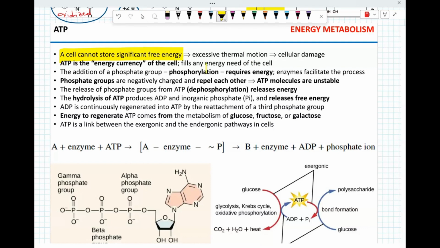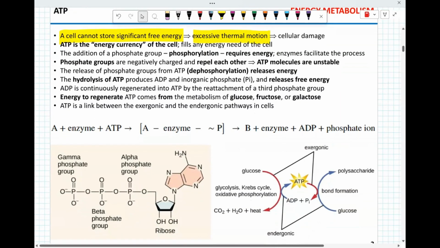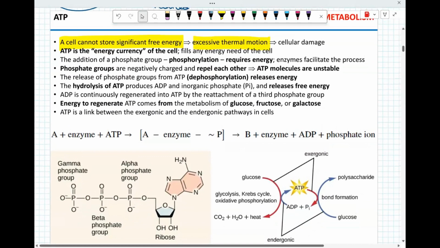Cells can't store energy in its pure form. Energy is associated with increased temperature, which is associated with the excess movement of molecules. This excessive molecular movement may result in cellular damage. So in order to facilitate energy transfer within the cell, cells use ATP, which is the energy currency of the cell. It's important to understand why cells do not retrieve energy directly from carbohydrates or lipids or proteins.